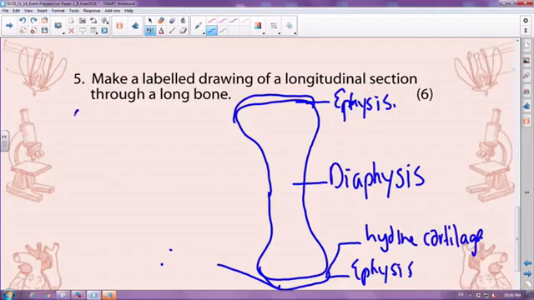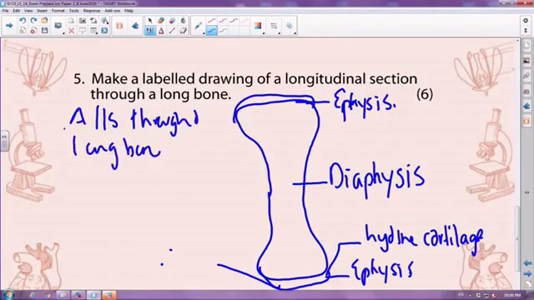Right. A longitudinal section through a long bone. Okay, there's my heading. Here's my diagram. So one mark for my heading, one for bone, probably the rest for labels. What can I label the bone here?